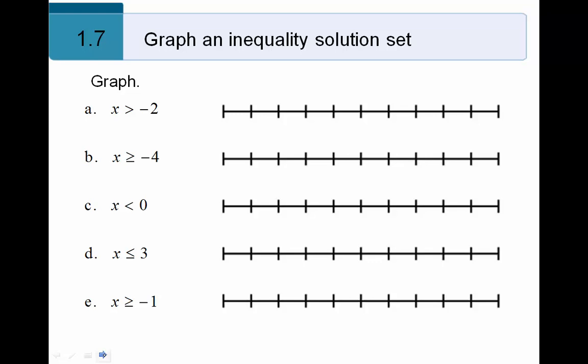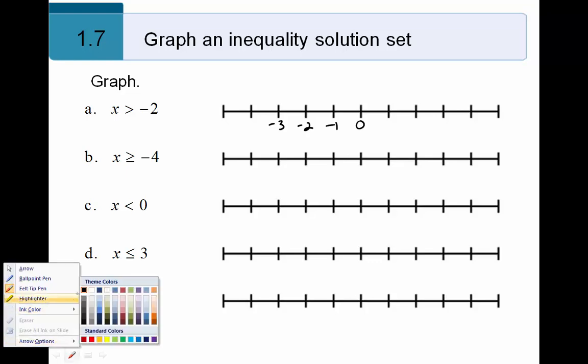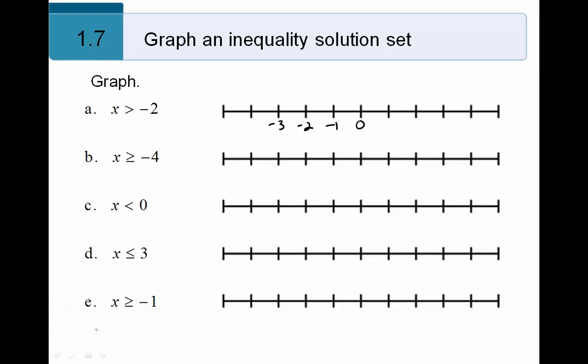Alright, let's graph the following inequalities on the number line. The first is the set of numbers greater than negative 2. So very quickly I'm going to put some of those numbers on this number line. Alright, we're looking for numbers greater than negative 2. That means negative 2 is not a part of the set, and we can indicate that by putting a parenthesis at negative 2. Since we're looking for numbers larger than negative 2, we're going to shade to the right, and we'll shade in an arrow to indicate that those numbers go on forever and ever.